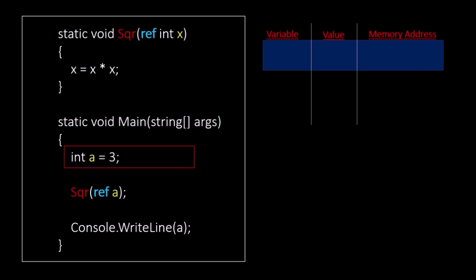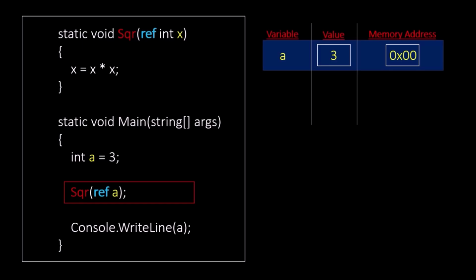So, the program starts in the main method. Here we declare an integer variable called a, and we give it the value 3. That means variable a holds the number 3, and let's imagine its memory address is 0x00.